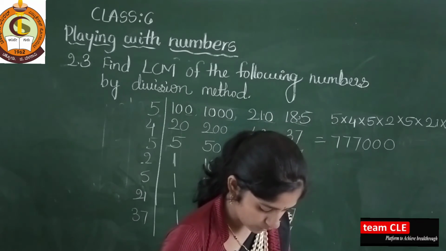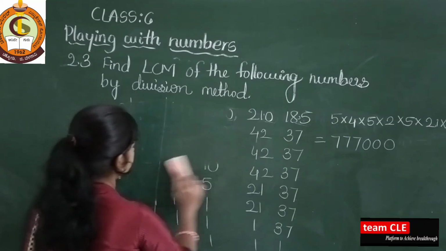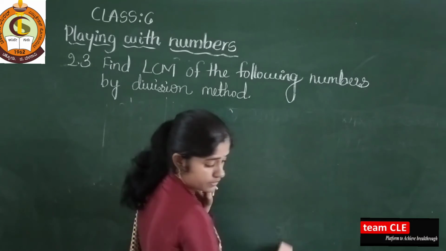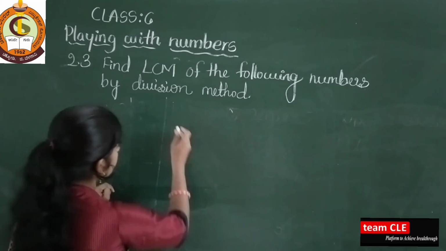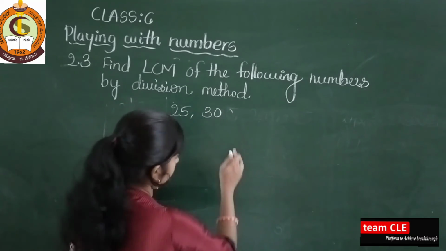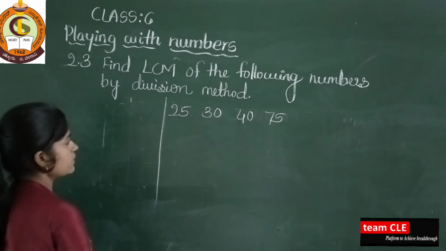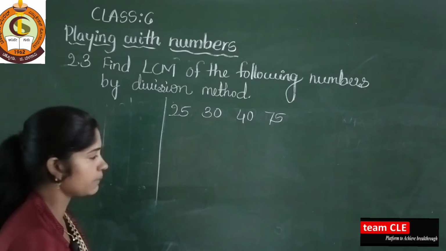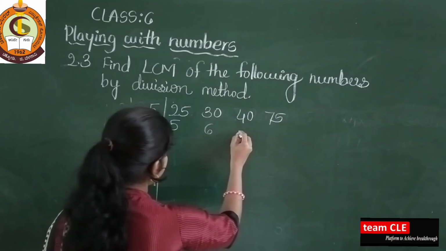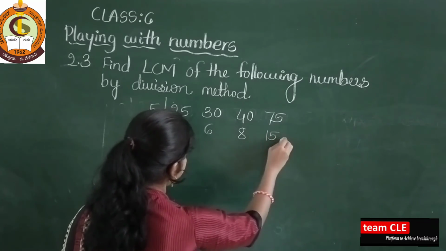Okay. So let us take one more example, and I will take here 25, 30, 40 and 75. See here, in the ones place 0 and 5 is there, which means the number is divisible by 5. So take 5 5s are 25, 5 6s are 30, 5 8s are 40, 5 1s are 5, 5 5s are 25.